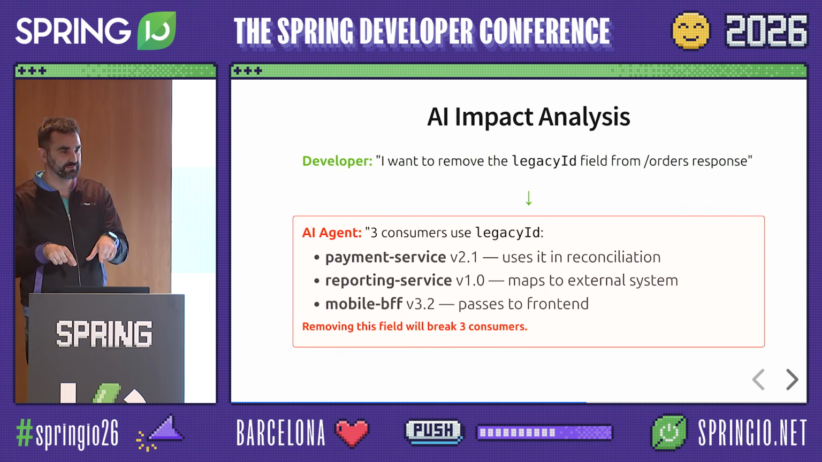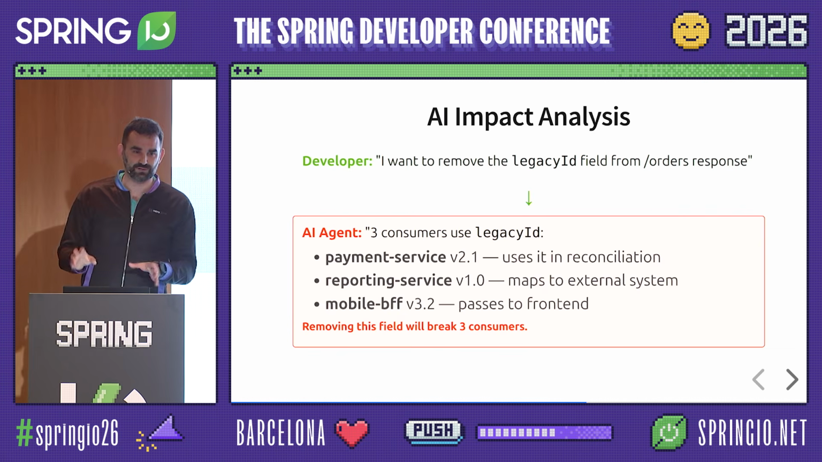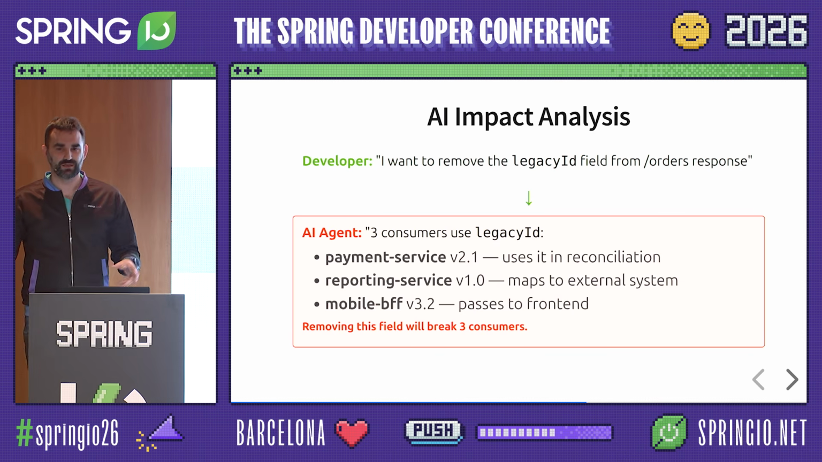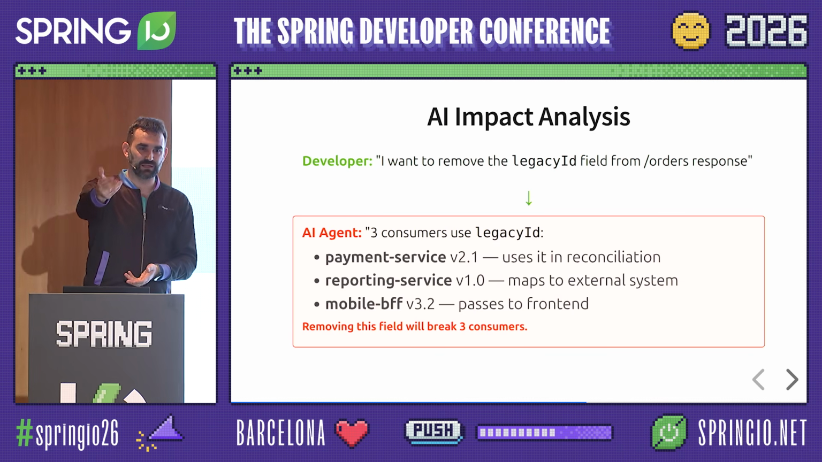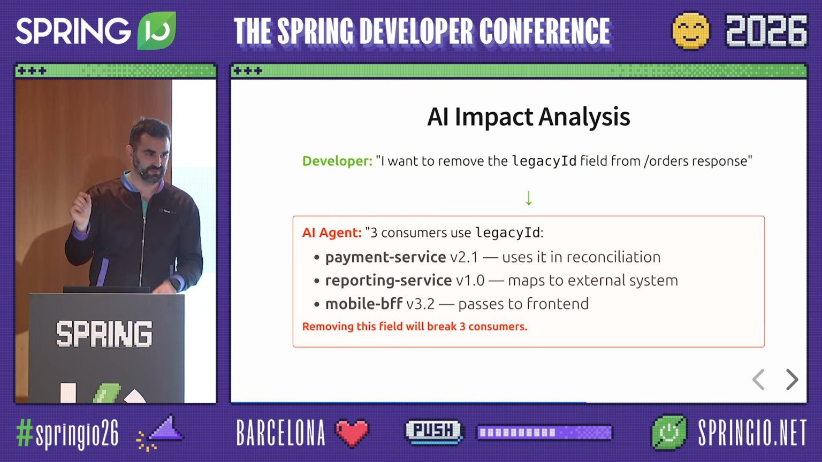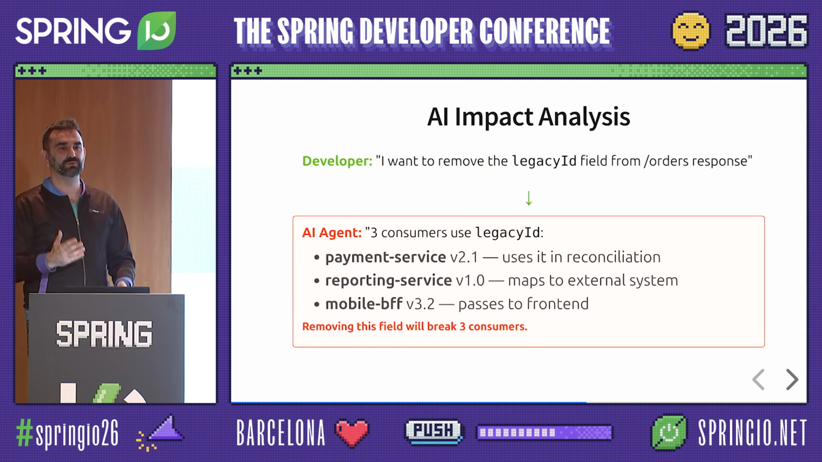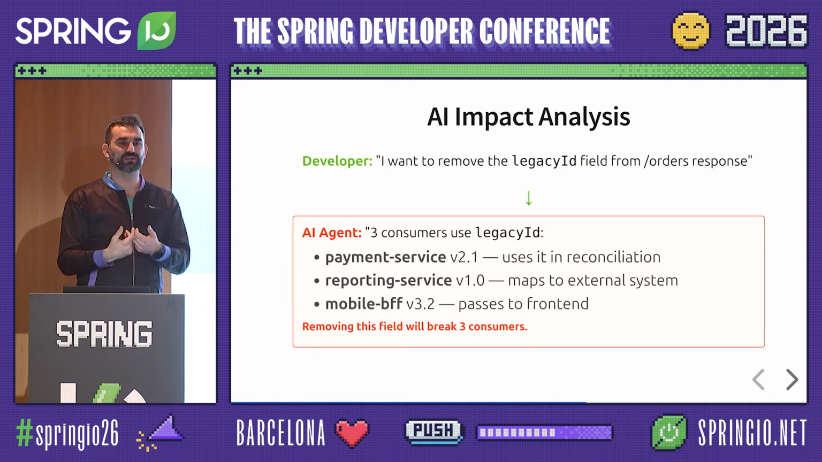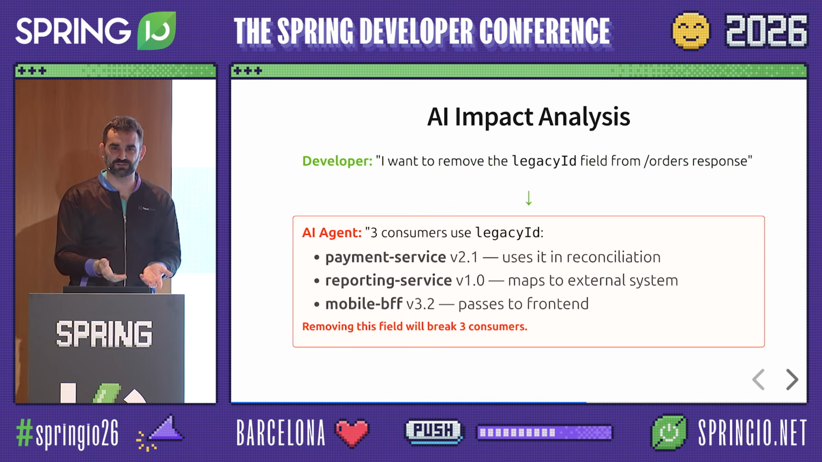You can already have it right now without AI, because if you do stub per consumer feature and you remove a field from the API and you run the contract tests, they're going to break and tell you the field is missing. But what I could do now is describe the intent. I want to remove it, and it's going to say, don't do it.